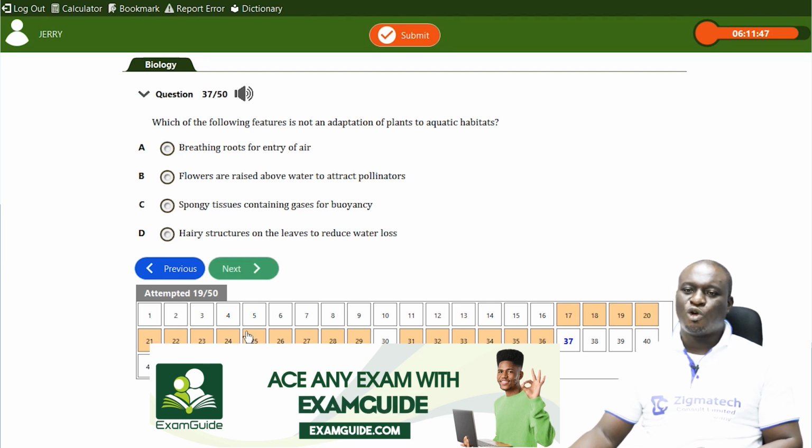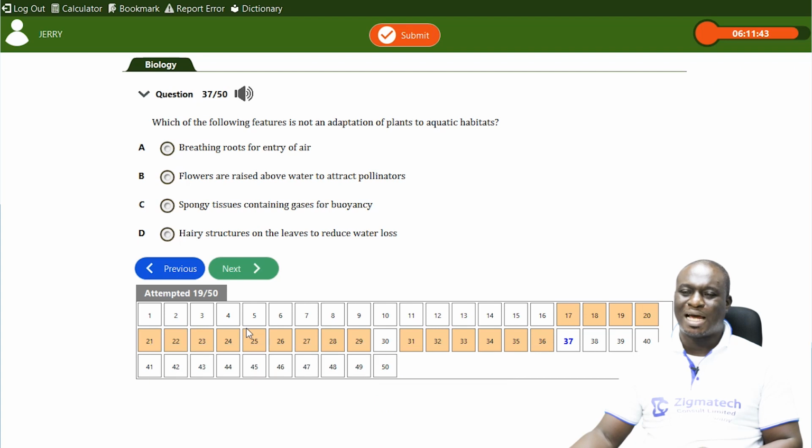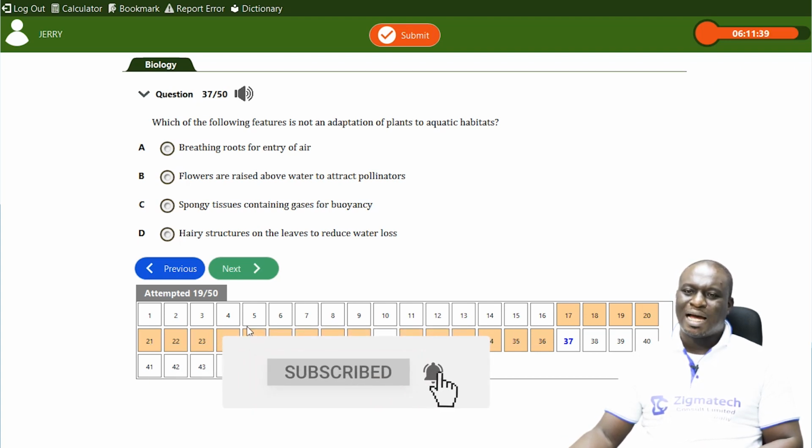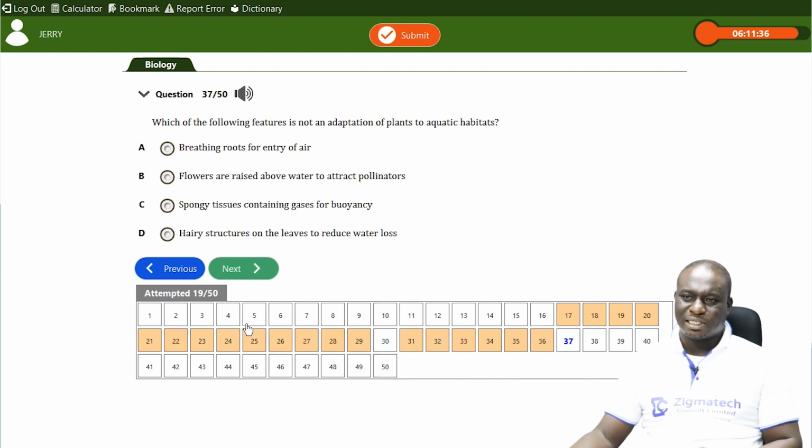37. Which of the following features is not an adaptation of plants to aquatic habitat? Now, plants that are found in aquatic habitats are referred to as hydrophytes. Plants that adapt to very dry places where there is little or no water are referred to as xerophytes. And those that can stay in places that are not too dry and not too watery are called mesophytes. So plants that adapt to aquatic habitat are called hydrophytes.